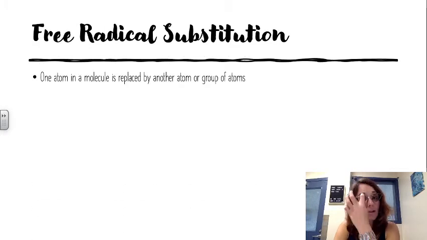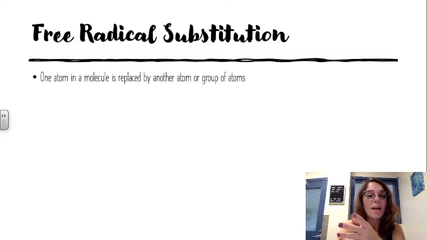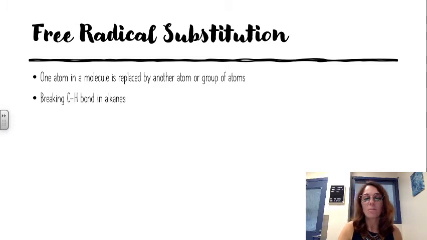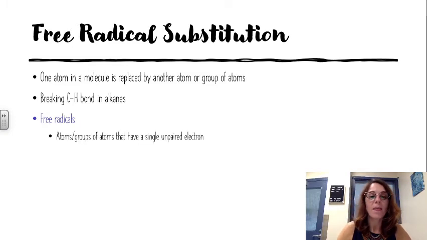So a free radical substitution is when we have one atom that's being replaced by another one. So essentially that's what's happening here. We've got a hydrogen that's being replaced by something else. This is specifically for the alkane reactions, not the alkene reactions, because alkenes go through additions. So this is for the alkanes. And a free radical is any atom or group of atoms that have an unpaired electron, one single unpaired electron.